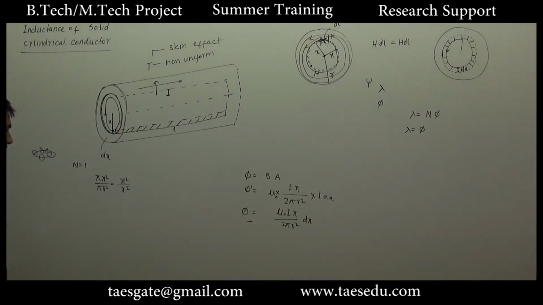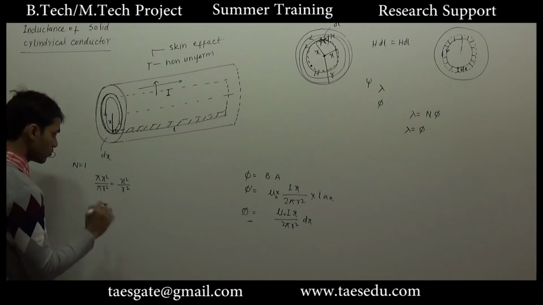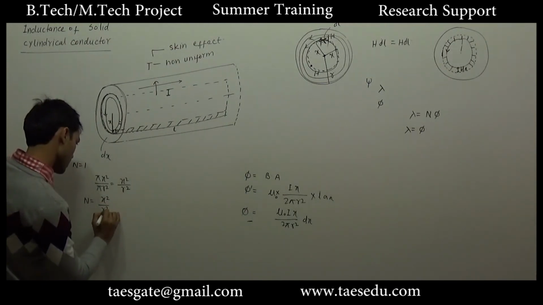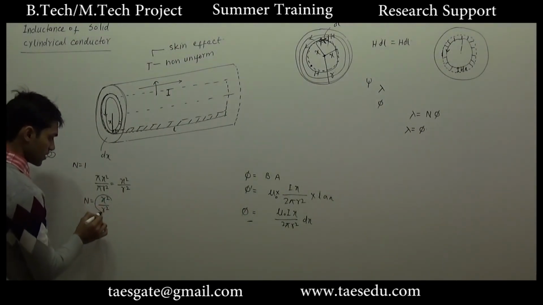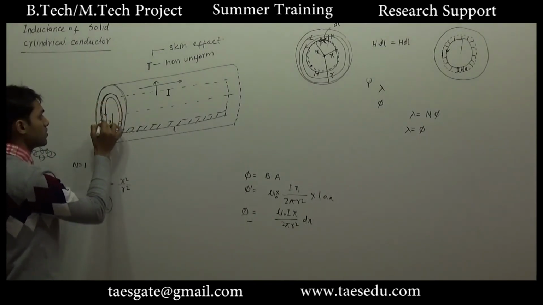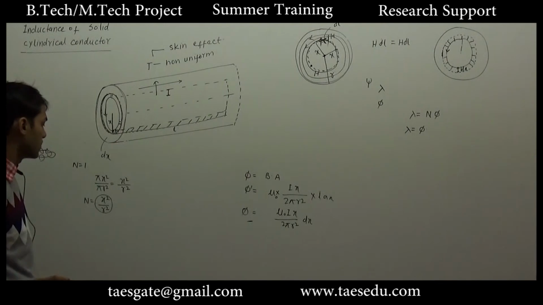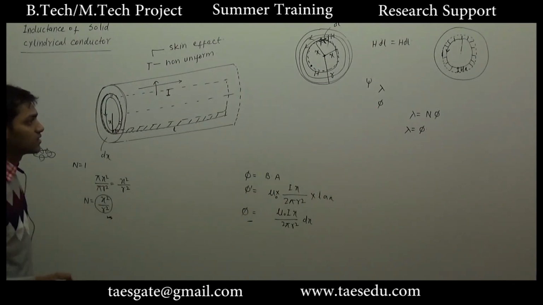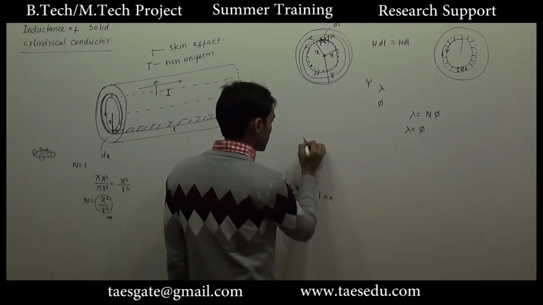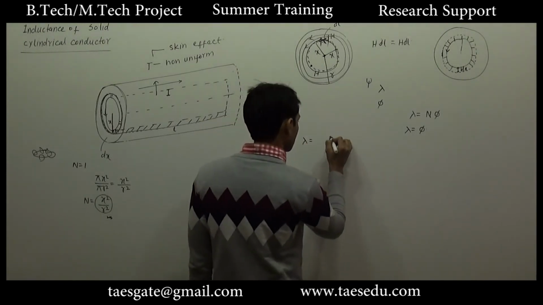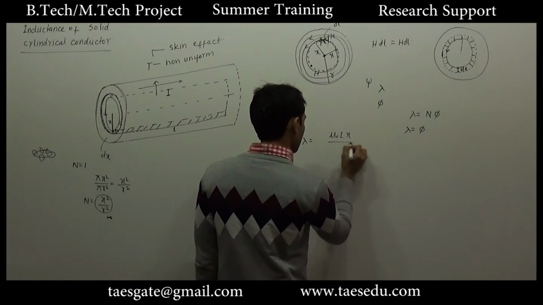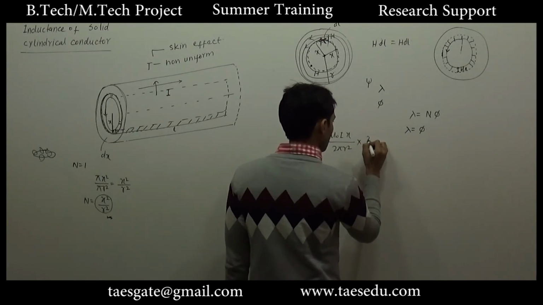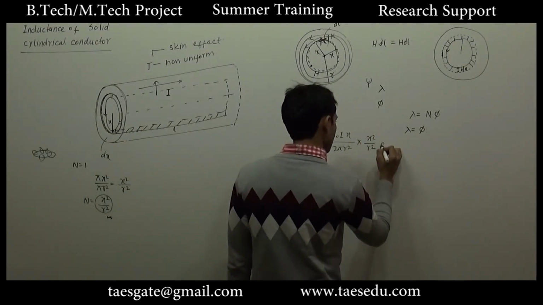So in a way we can say that overall the total number of turns is x square divided by r square, because only this much fraction of total conductor is being enclosed by the flux, or effectively we will say this many number of turns is being linked with the flux phi. So the total flux linkage will be mu naught I x divided by 2 pi r square into x square by r square dx.